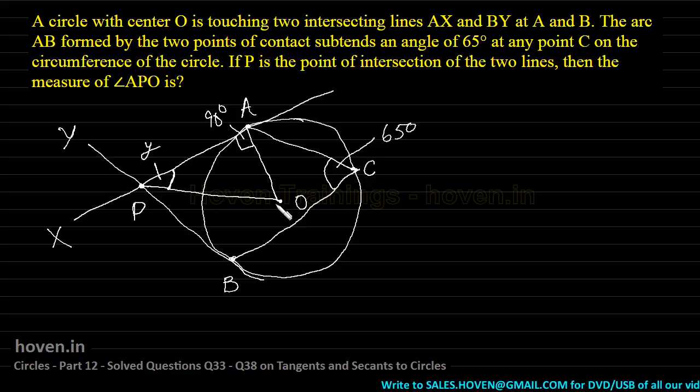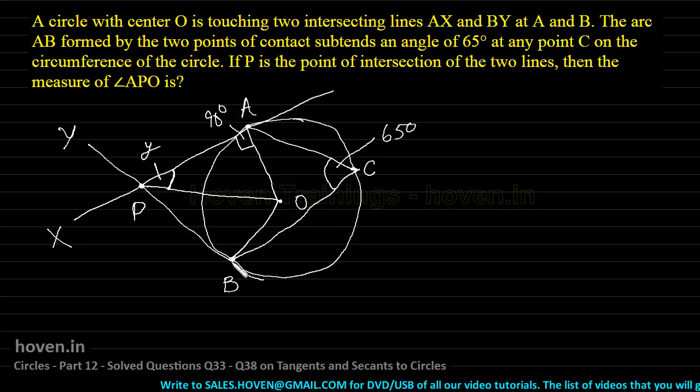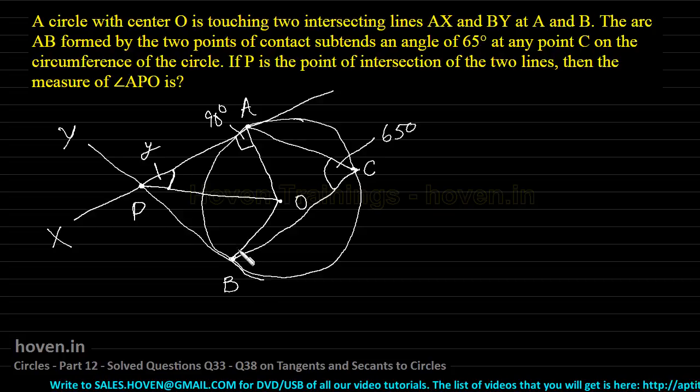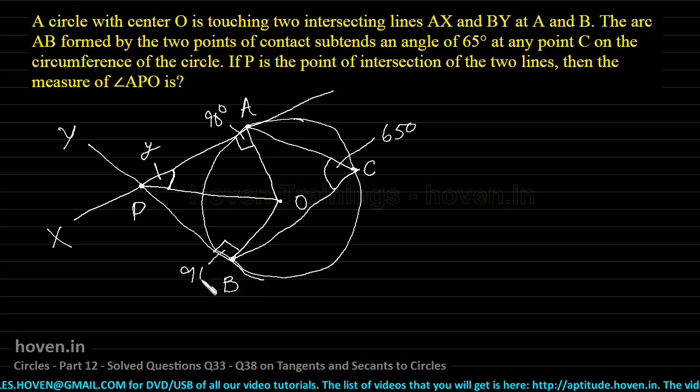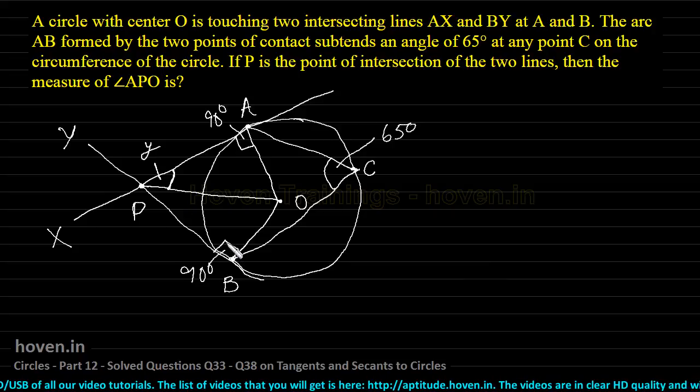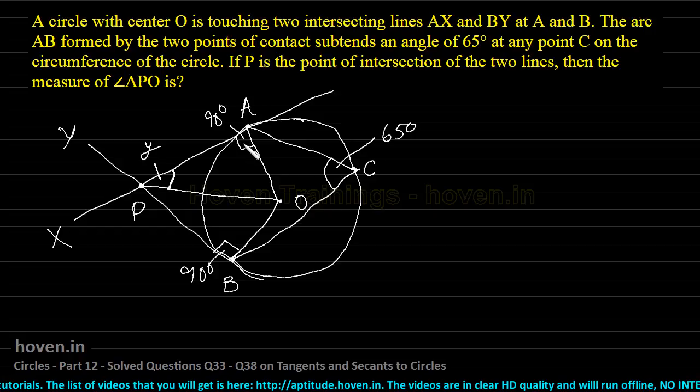Similarly, let us join O to B, and OB is also a radius, and at the point of contact of the tangent, it will make an angle of 90 degrees. So this is an angle of 90 degrees. We have obtained some information about this angle. Now we will make use of this information.